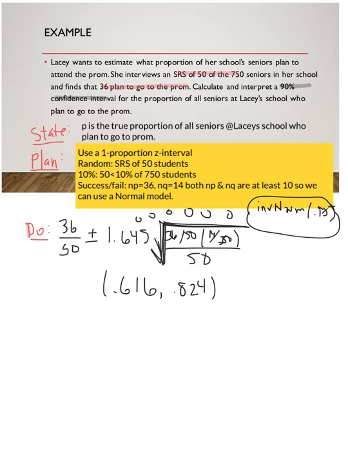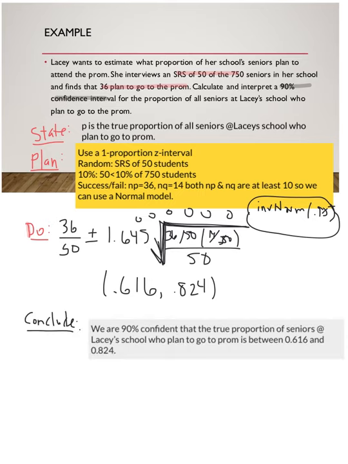All that's left is our conclude. So our conclusion, we are 90% confident that the true proportion of seniors at Lacey School who plan to go to the prom is between 0.616 and 0.824. And remember, all we did was restate the question. So if the question said the proportion of all seniors at Lacey School who plan to go to prom, I have to insert that into my statement.